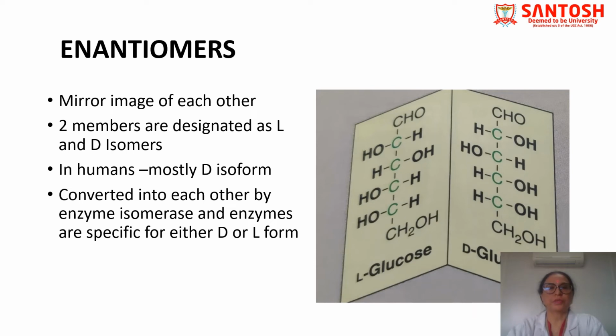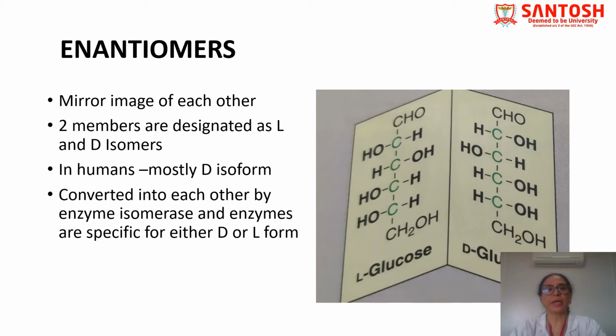Now enantiomers. Another type of isomerism is known as enantiomers, which are always mirror images of each other. Two members are designated as L and D isomers. As you can see in the picture, it seems that there is a mirror there. The right hand side image is known as D-glucose and the left hand side image is known as L-glucose. And humans have enzymes which recognize a specific enantiomer. Basically, we have more of the D form rather than the L form.